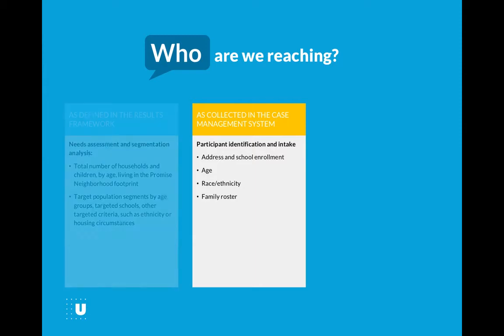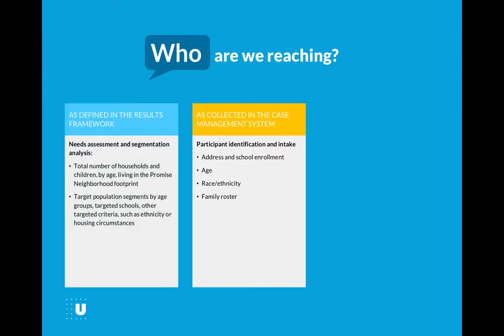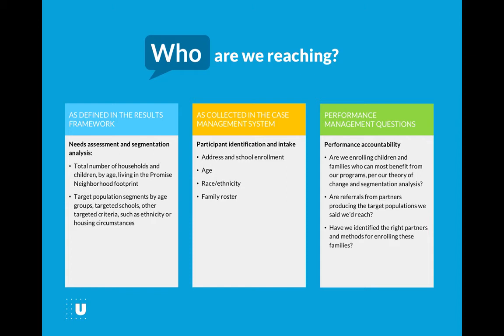In the results framework, this question is examined at the population level by identifying a target population and understanding the needs of different segments of that population, such as children under 5, high school students, children of color, or households living in poverty. In the case management system, data are collected on individual participants that document things like where they live, age, race and ethnicity, and family composition.